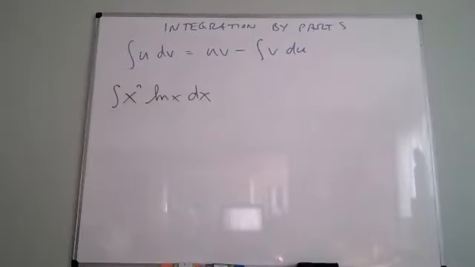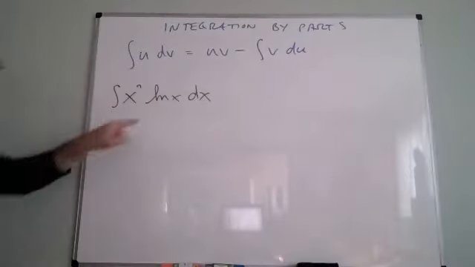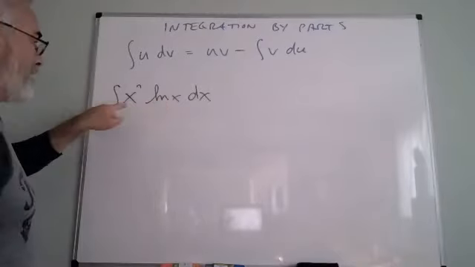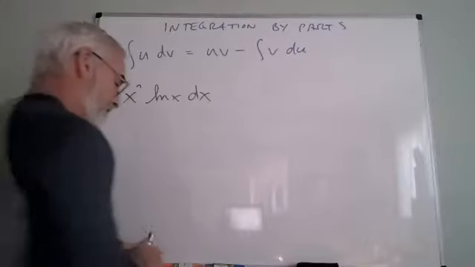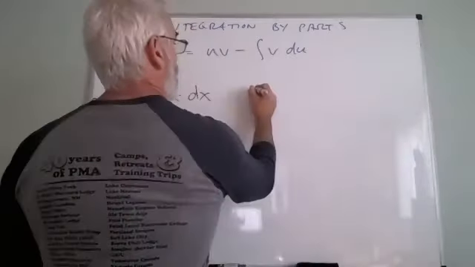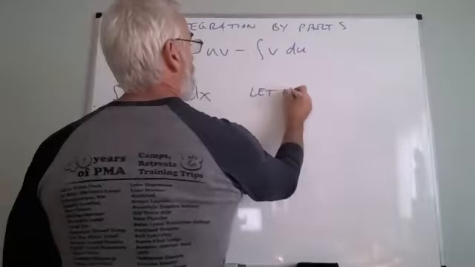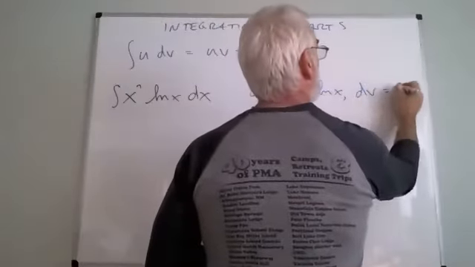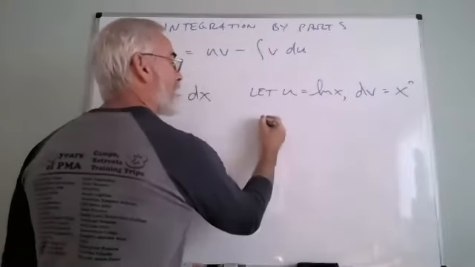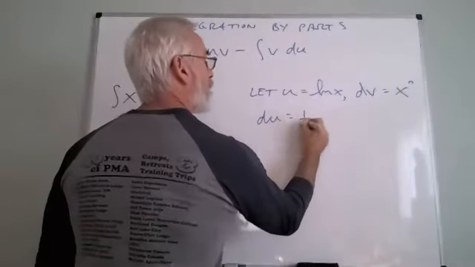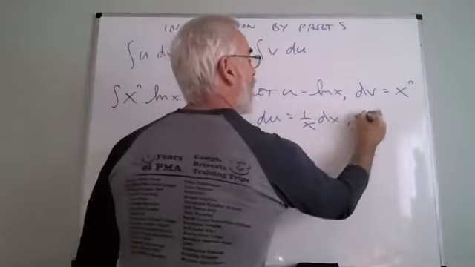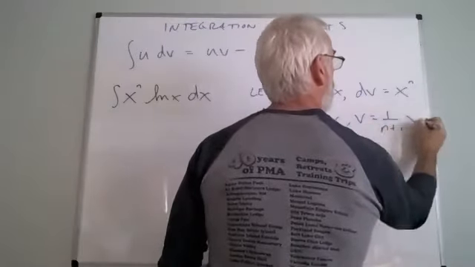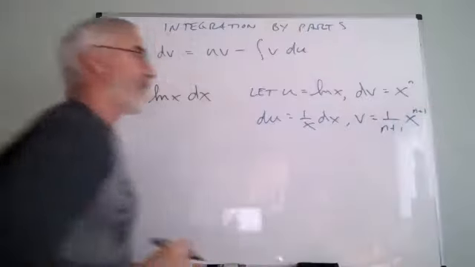Now it's a fairly obvious substitution. Again, I don't know the antiderivative of the log function, so that will be my u, and the x to the n will be my dv. So I will say, let u be the natural log of x, dv is x to the n, then my du will be 1 over x dx, and my v, which would be the antiderivative of this, would be 1 over n plus 1, x to the n plus 1.